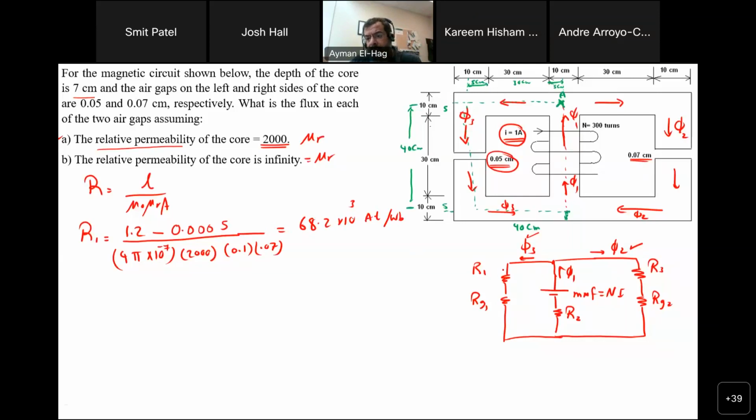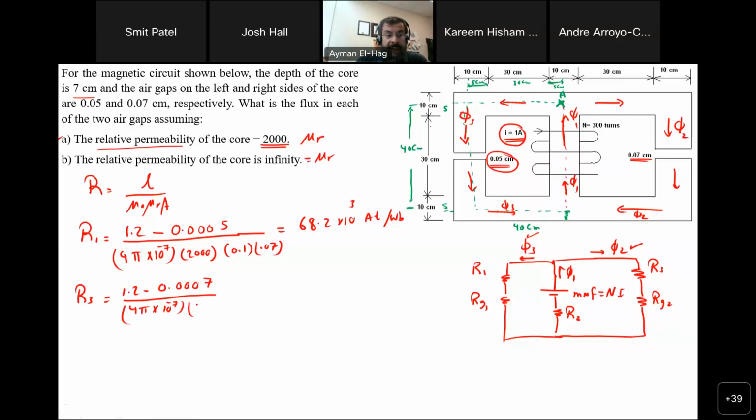Now let's do reluctance 3, which is the image of it, very similar to it. The only difference is the air gap. Here it is 0.05 centimeter, here is 0.07. Everything else is exactly the same. So I don't need to show this because it is like an image for it. So it is 1.2 minus 0.0007 divided by 4 pi times 10 to minus 7.